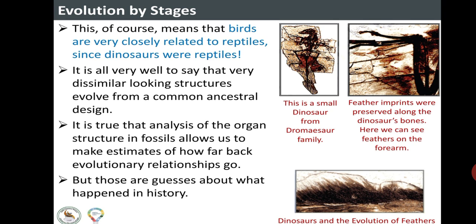Is it true that analysis of the organ structure in fossils allows us to estimate how far back evolutionary relationships go? But those are guesses about what happened in history. Are there any current examples of such a process? The wild cabbage plant is a very good example.